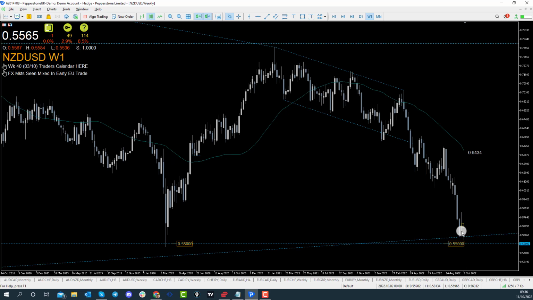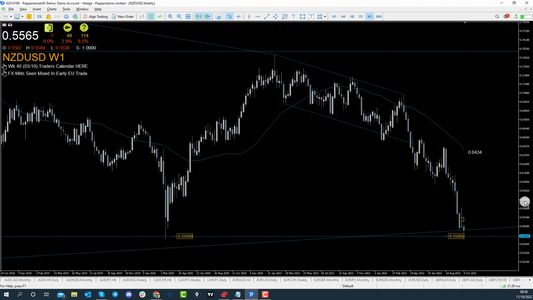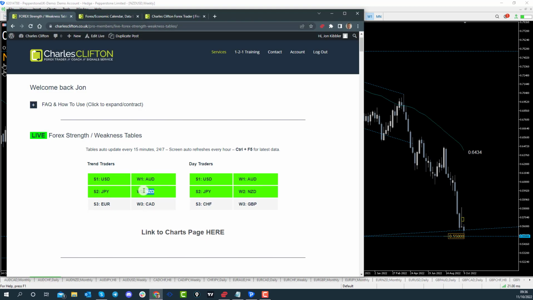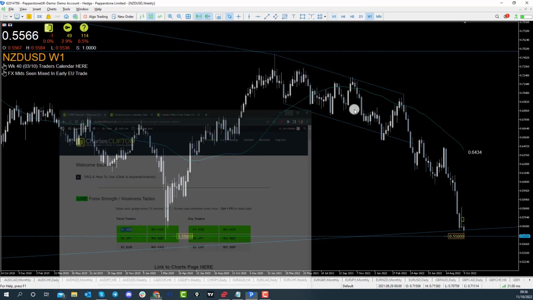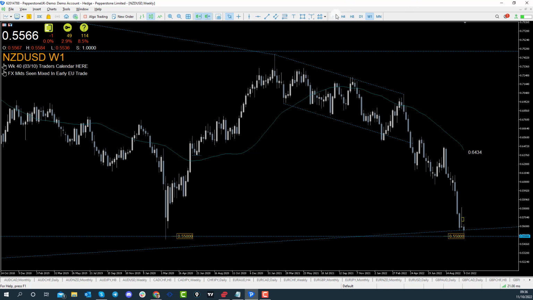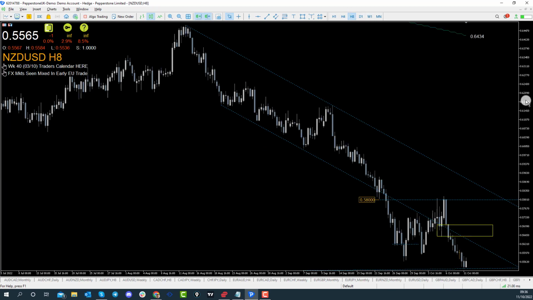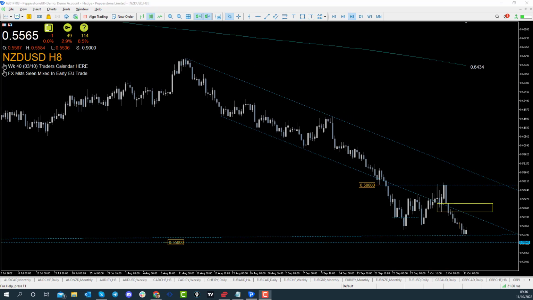What we'd want to see is price trade through that support, and that could happen because the live Forex strength and weakness tables are showing us that the New Zealand dollar is weak and the dollar is strong. So this 0.55 handle may not hold aggressively, and we may not see a huge amount of support coming in. What we may see, if I go to a lower time frame, is price come into this level, consolidate, and break down through the level. That would be a strong indication that price is going to seek lower prices at that point.